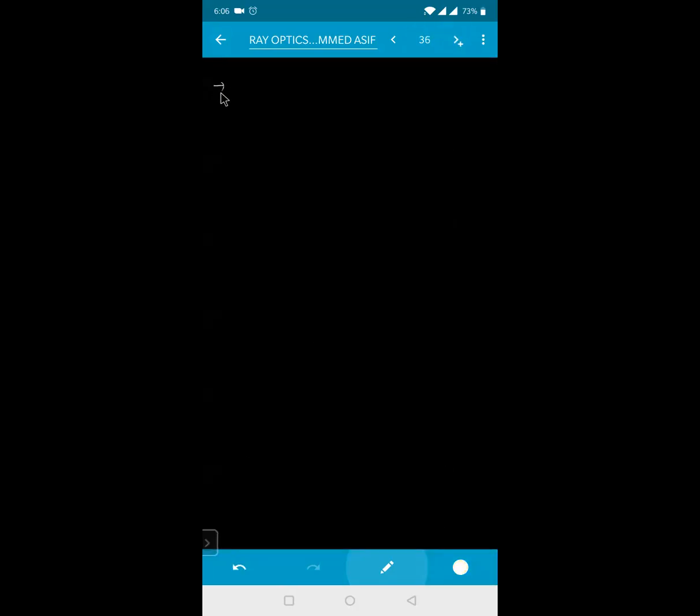Now tell me for this one, beta. If this is your plane mirror, and here is your object. The ray of light is being incident on this one like this. You know that after being incident on the plane mirror, it will be reflected back like this, isn't it? If I extend this one in the backward direction, they are meeting somewhere here right now. This is your image formation.